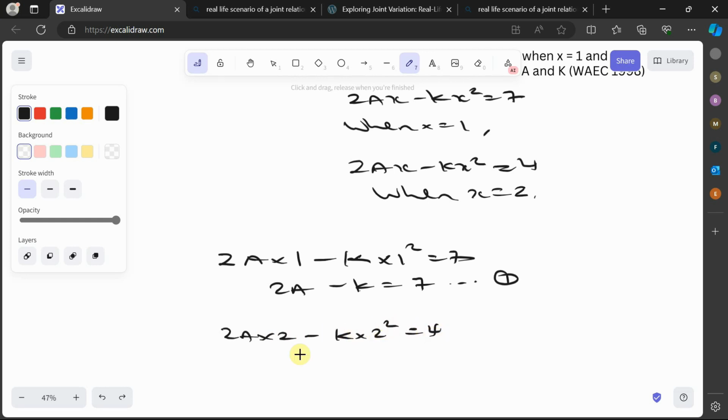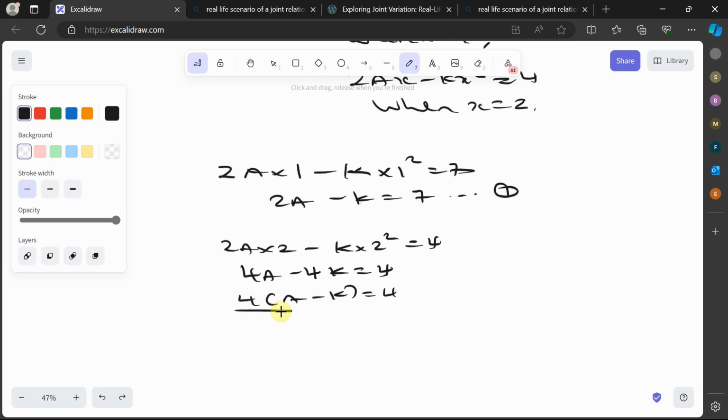For this other part, we have 2a times 2 minus k times 2 squared is equal to 4. So this is 4a minus 4k is equal to 4. Since there's 4, there's 4, there's 4, I can factor out 4 and say 4 open brackets a minus k is equal to 4. Then I can divide both sides by 4. This will cancel this. This will cancel this. This will be 1. So a minus k is equal to 1. So this is equation 2.